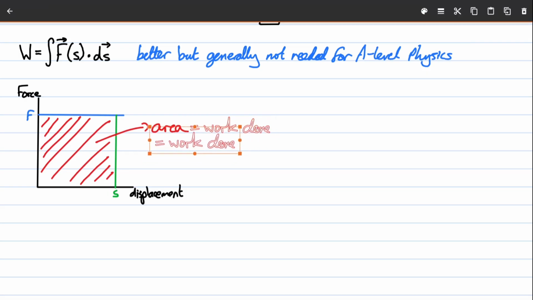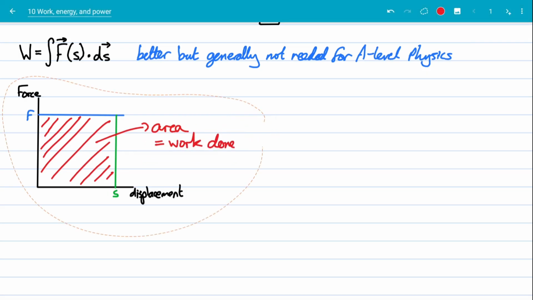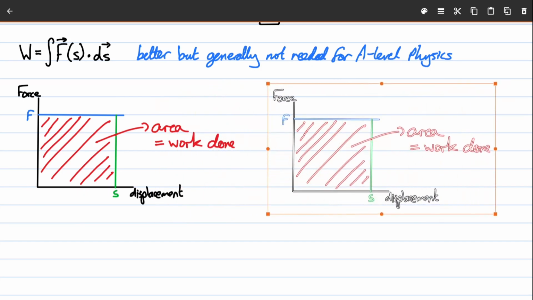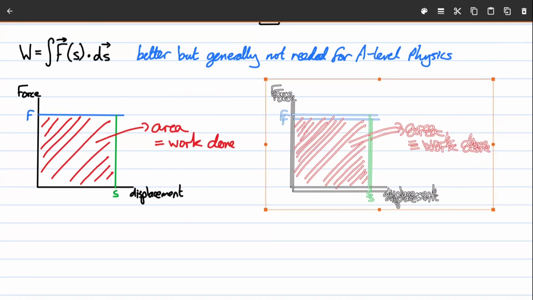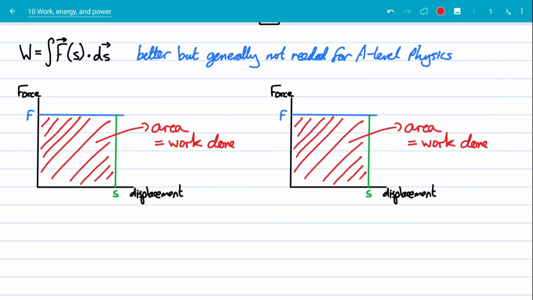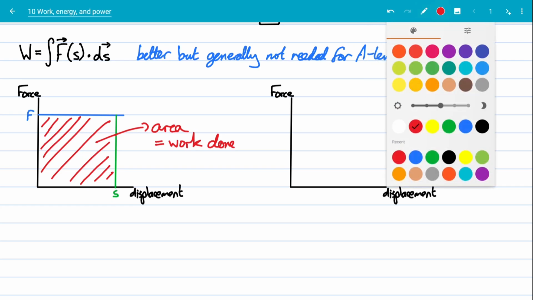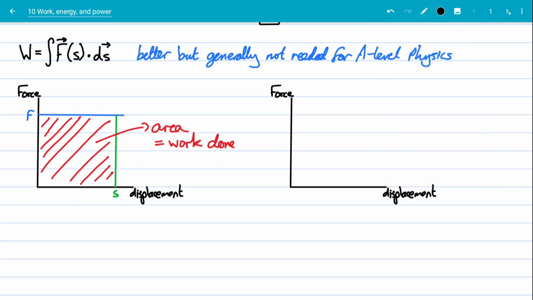But what if we don't have a constant force? What if the force is changing? Well, if the force is changing, then we still have to calculate the area, or at least we still have to determine what the area is, but it won't necessarily be a simple geometric calculation. So let's take a simple example to start us off. We'll work our way up towards something more complicated. So in this case, work done is just equal to F times S.